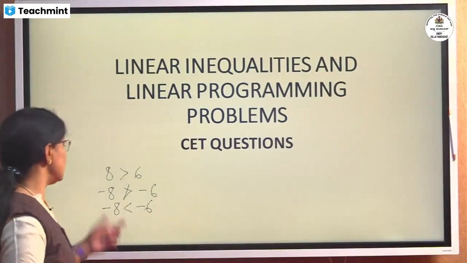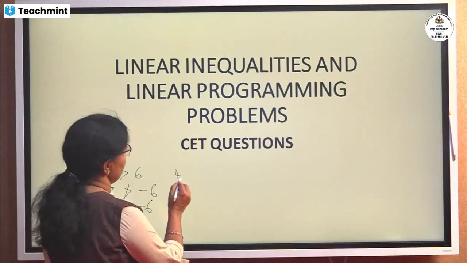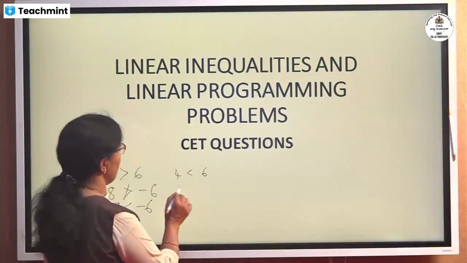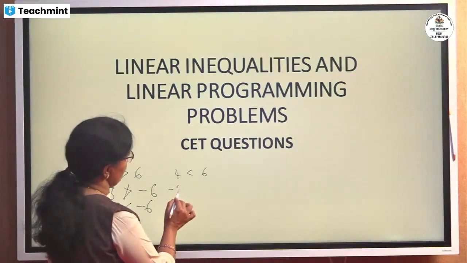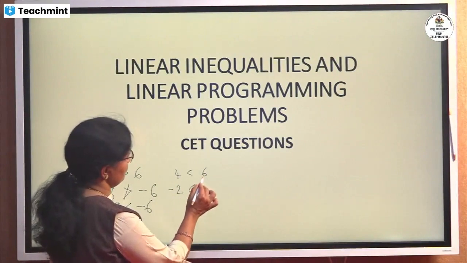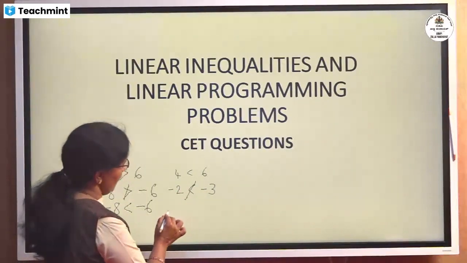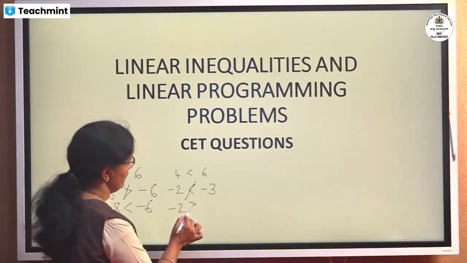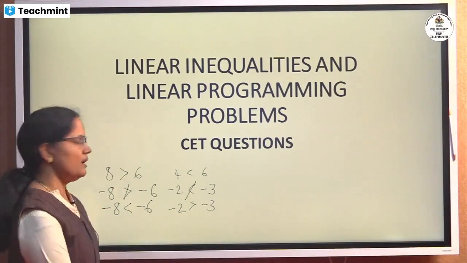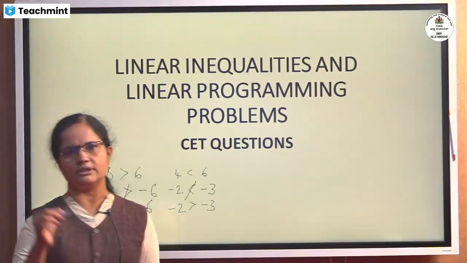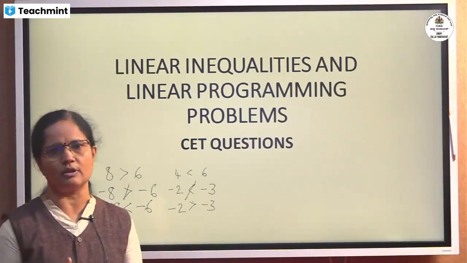This is the one thing you have to keep in mind. Another thing is, this is true for division also. You know that 4 is lesser than 6. If you divide on both sides by -2, you will get 4 divided by -2, that is -2, lesser than 6 divided by -2, that is -3. This is wrong. Therefore the inequality reverses here also: -2 is greater than -3. You have to keep this in mind while solving linear inequalities. All other things are normal. As you solve the equation, you solve the inequalities.